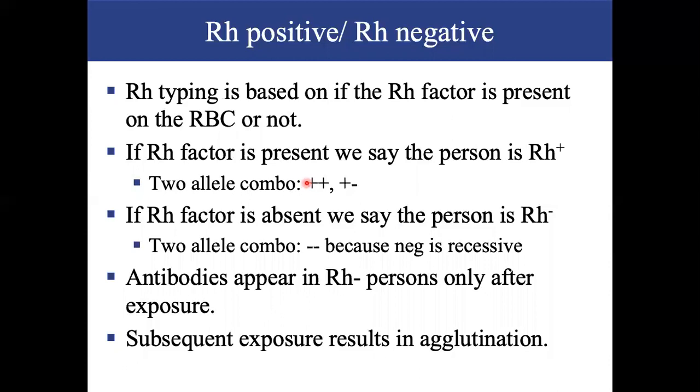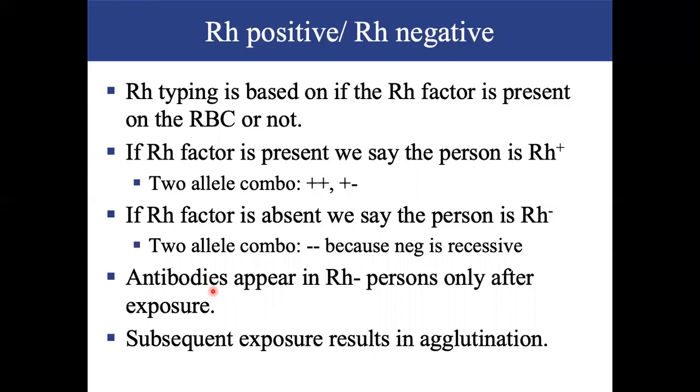They can have a positive from mom and a positive from dad, or a positive from mom and a negative from dad, or a negative from mom and a positive from dad. It doesn't matter. As long as you have one positive, they're going to display the Rh factor because the Rh factor is dominant. If they don't have the Rh factor, the two allele combination they have to have is a negative negative. One negative from mom, one negative from dad, because negative is recessive.